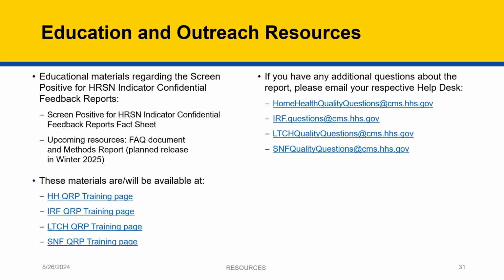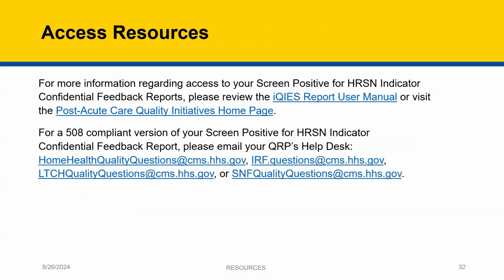You are also welcome to reach out to your PAC QRP help desk if you have any additional questions on your report. For questions about how to access your reports, please refer to the iQIES Report User Manual or visit the PAC Quality Initiatives homepage, both linked here. If you would like to request a 508 compliant version of your Screen Positive for HRSN Indicator confidential feedback report, please email your PAC QRP help desk.